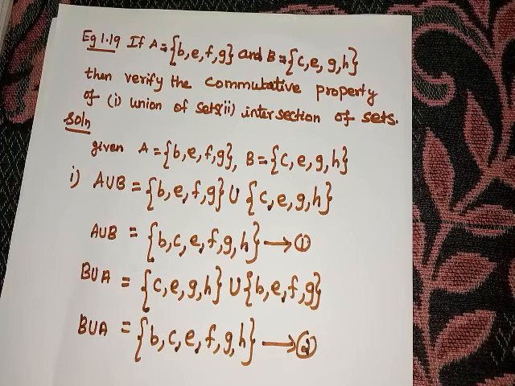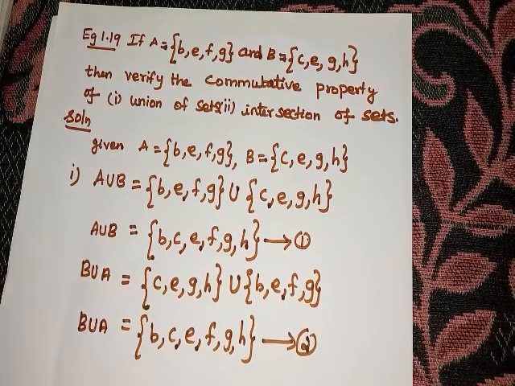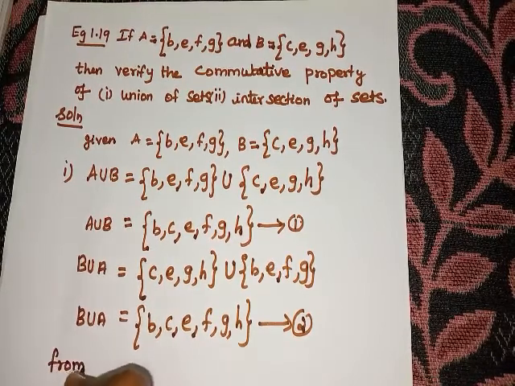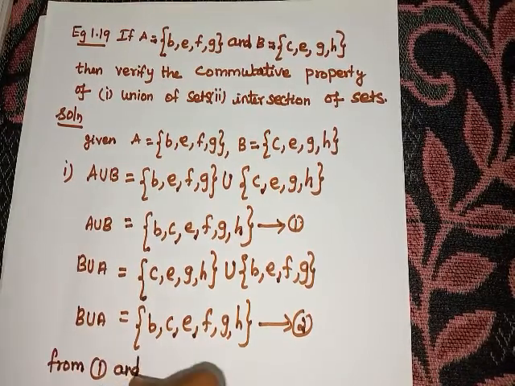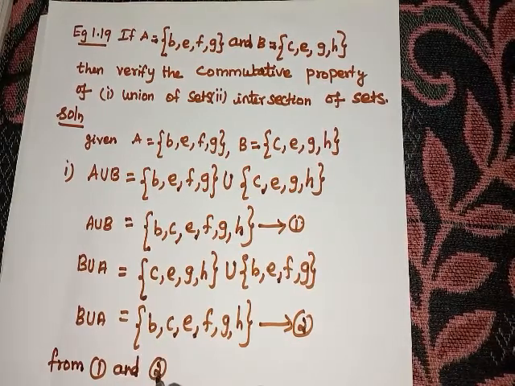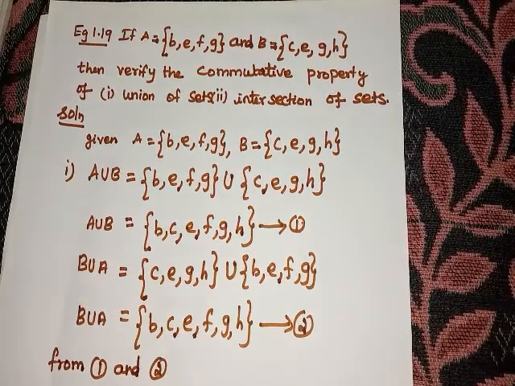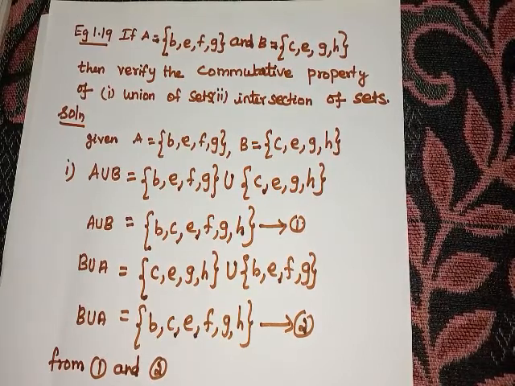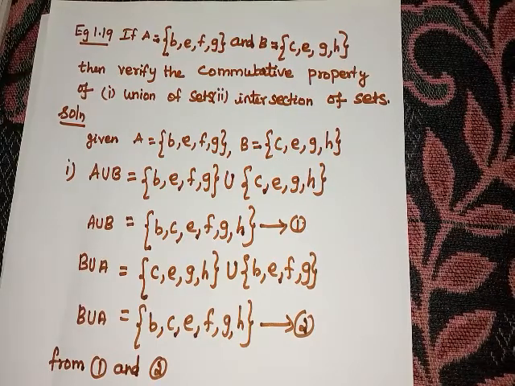So now we have to compare A union B and B union A. Is it the same, both A union B and B union A? From equations 1 and 2, what do we conclude? Both the equations have the same elements. So we can write A union B is equal to B union A. Therefore, set union is commutative.